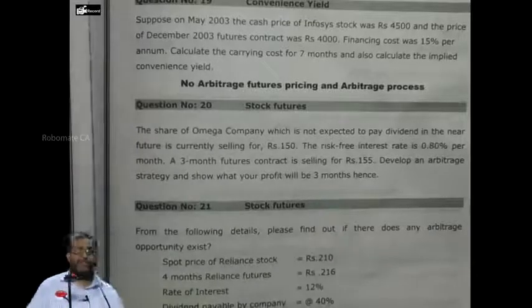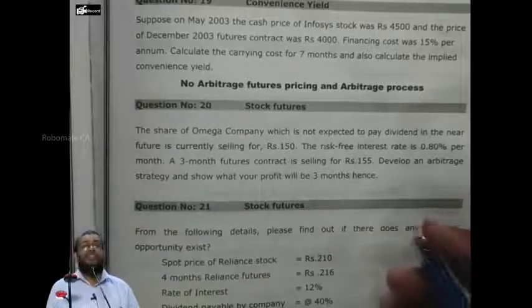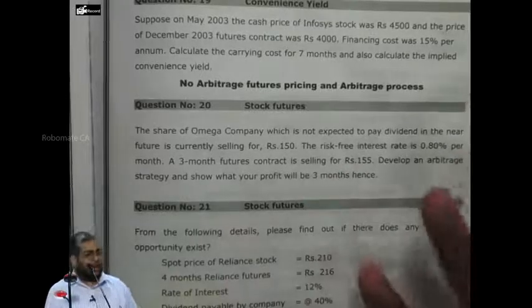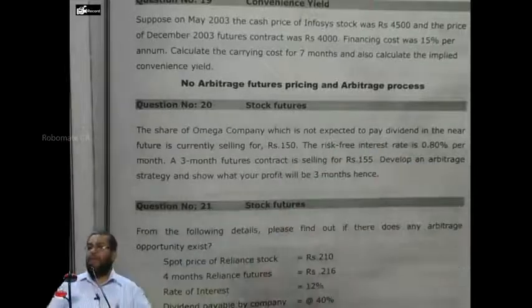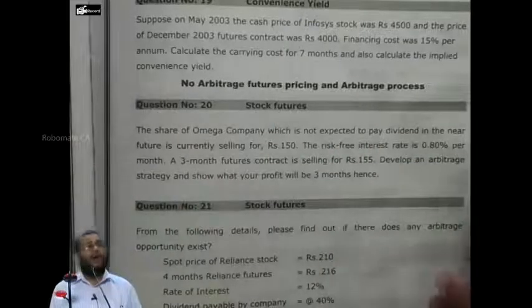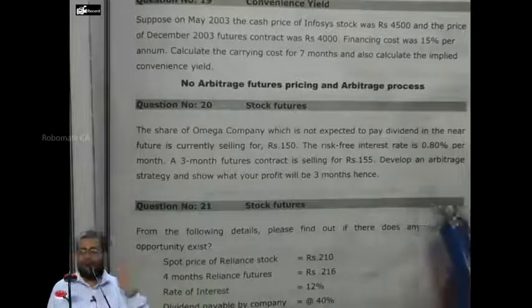Now, all these problems are very, very easy if you know what is being discussed. That's all. Suppose they suddenly ask in the examination, what is convenience yield? The name may make you confused. What is the cost to carry, what is convenience yield? If you are aware of all these terminologies and how they are calculated, it becomes a very simple and easy area to answer.